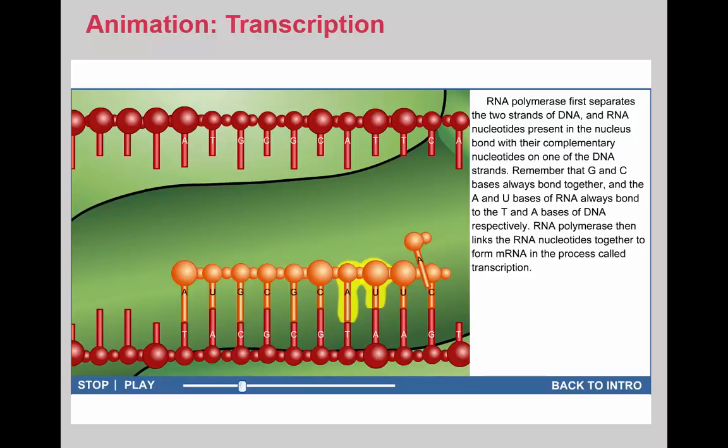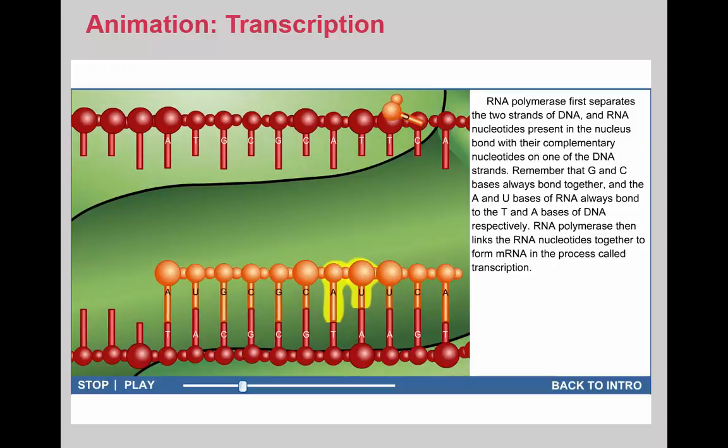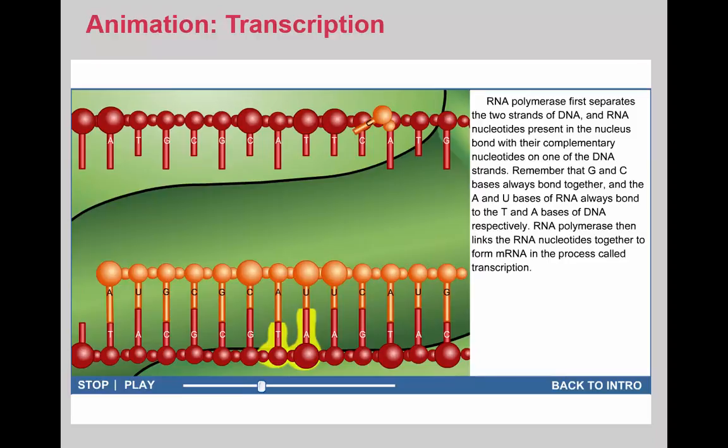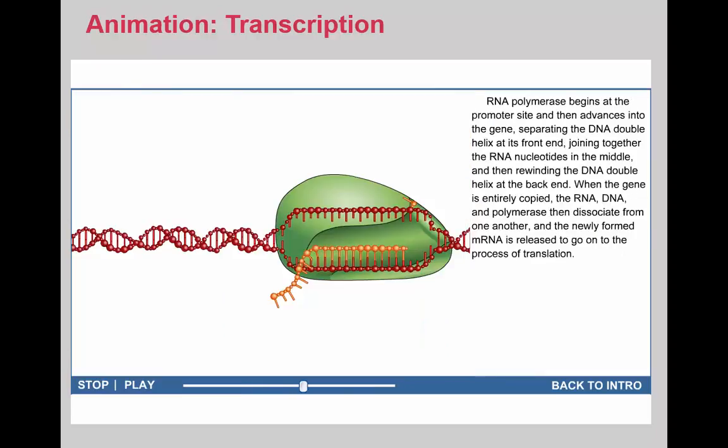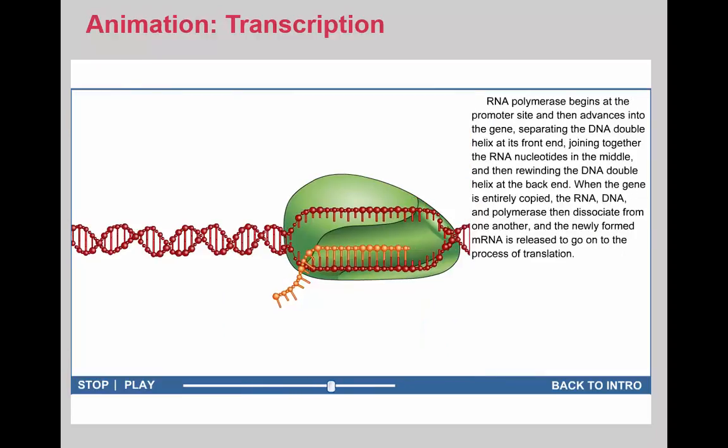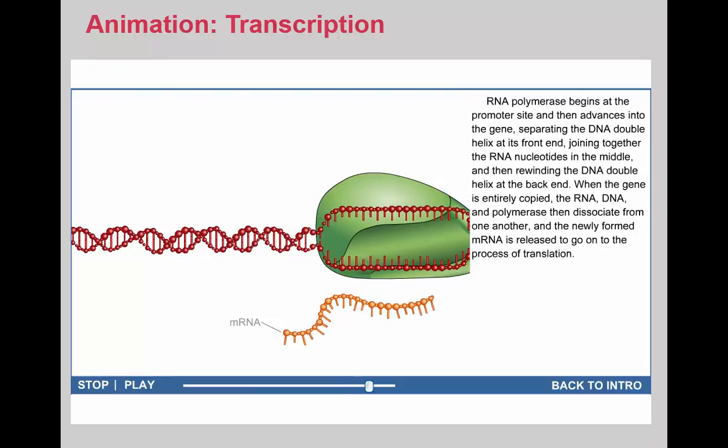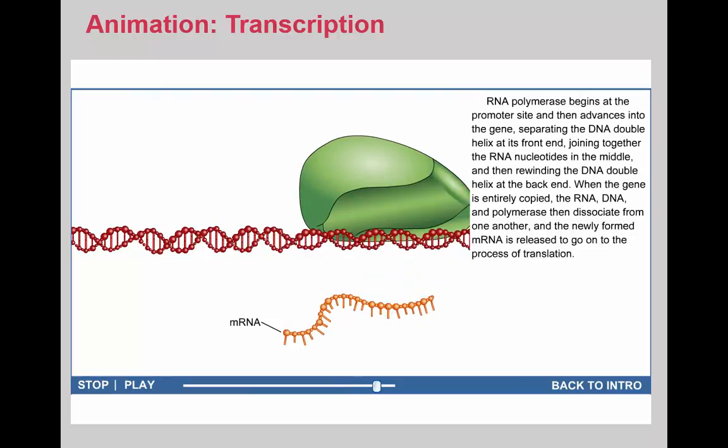So you'll notice all the thymines that are in DNA bind with adenines in RNA. The adenines in DNA bind with uracil. G's are still with C's, C's with G's. And so once it pairs the RNA bases up with DNA, then eventually the RNA is going to be released, and it's now small enough it can leave the nucleus and carry the message out.